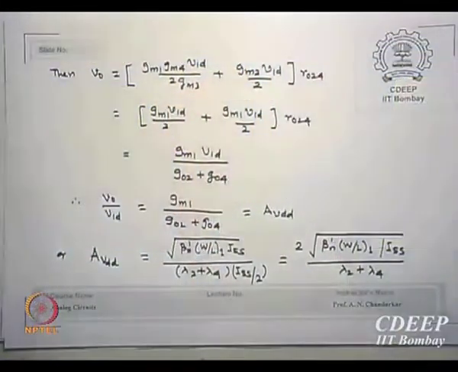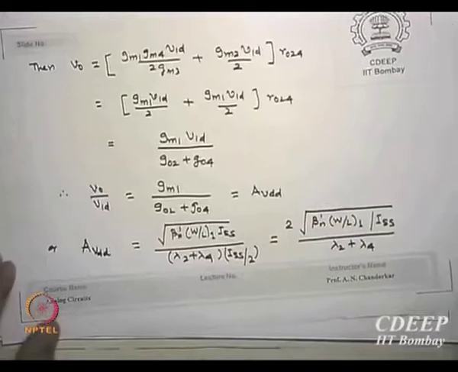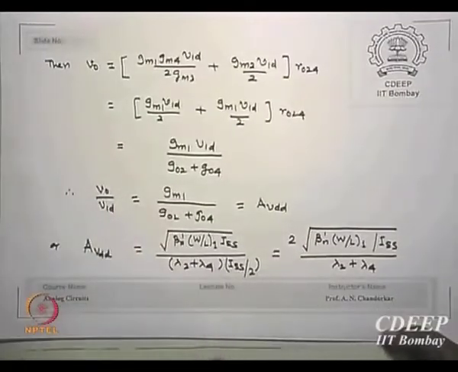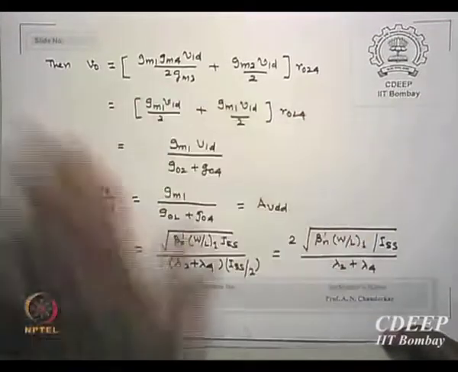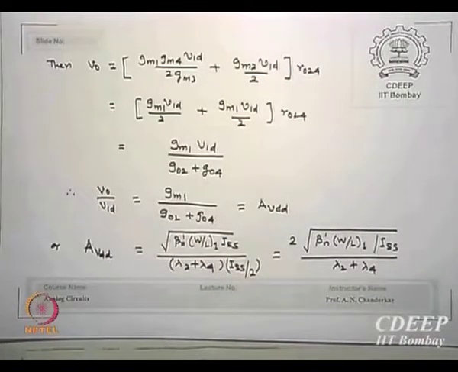What is the output resistance of this stage? So AVDD is VO by VID, GM1 upon GO2 plus, if you sort all this out, this will come. Look at this big expression, what is it showing? What are the upper terms talking about? What is this upper term because of?